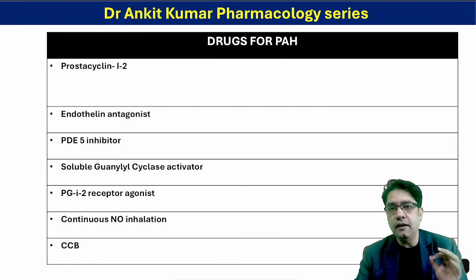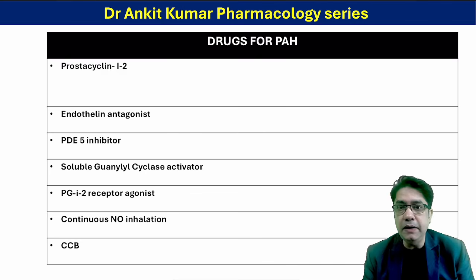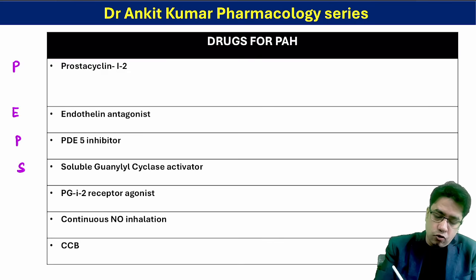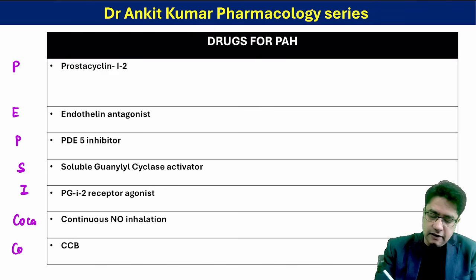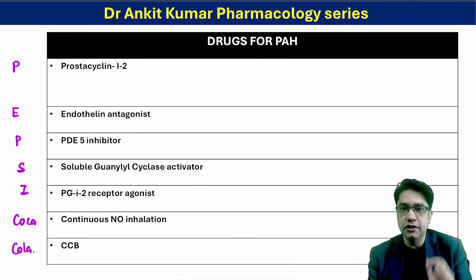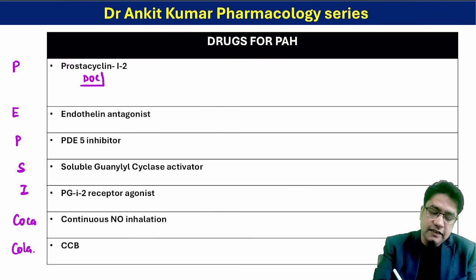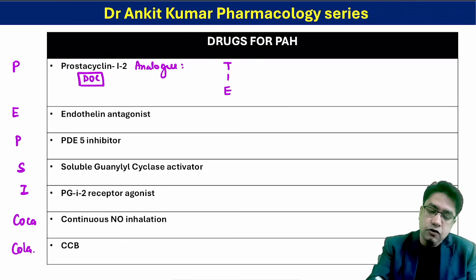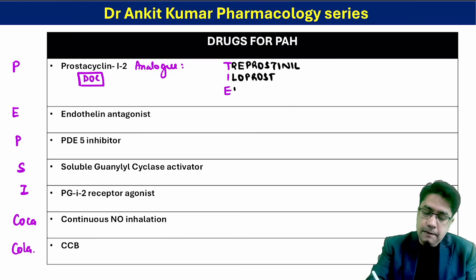So let's recall a trick which we have discussed. For the drugs we use for PAH, pulmonary artery hypertension, we can make a mnemonic: Pepsi, Coca-Cola. These are the drugs given for pulmonary artery hypertension. The first drug of choice for PAH is prostacyclin I2 analogs, the synthetic forms of prostaglandin. There are three prostaglandins approved for PAH. TIE TIE: treprostinil, iloprost and epoprostenol. You can see the word prost is coming. These are the three drugs which are given.